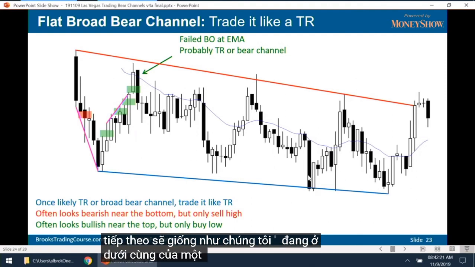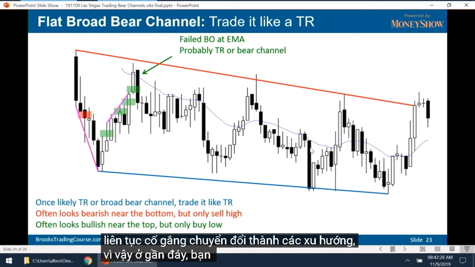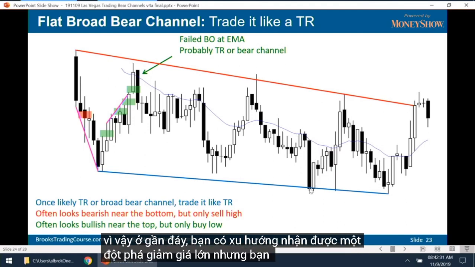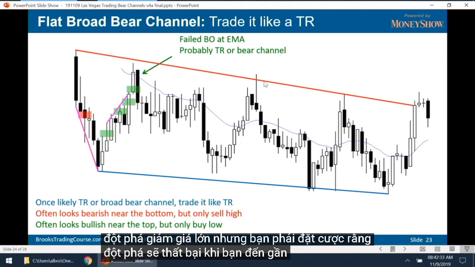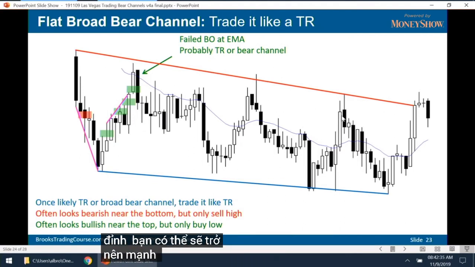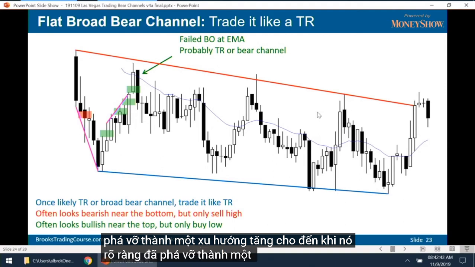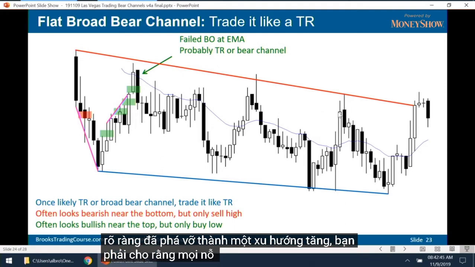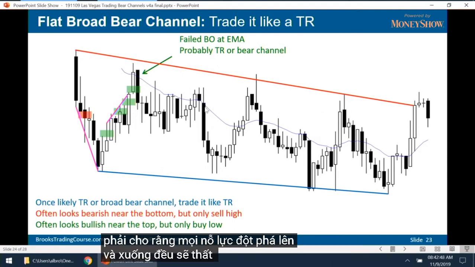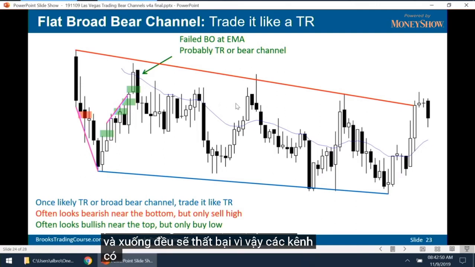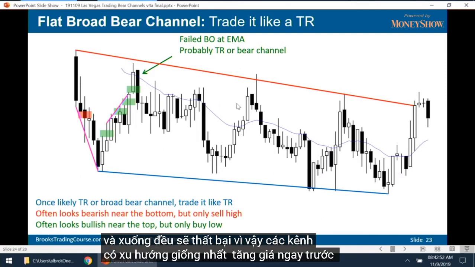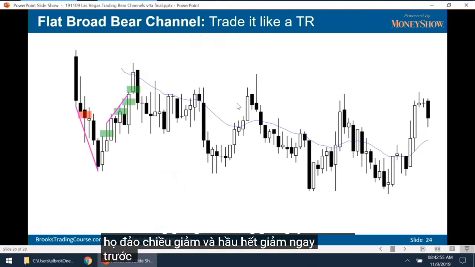We're at the bottom of a trading range, and you have to realize that trading ranges are constantly trying to convert into trends. So near the bottom, you tend to get a big bear breakout, but you have to bet the breakout will fail. When you get near the top, you're probably going to be getting a strong bull breakout, and you're going to look at it and think, it's going to be breaking into a bull trend. Until it has clearly broken into a bull trend, you have to assume every breakout attempt up and down is going to fail. So channels tend to look most bullish right before they reverse down and most bearish right before they reverse up.